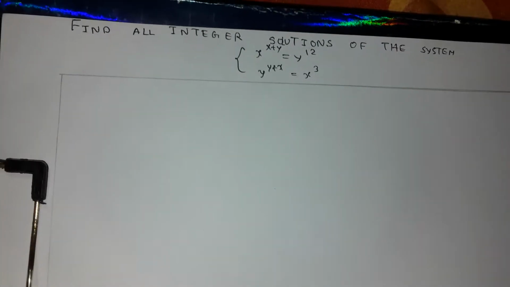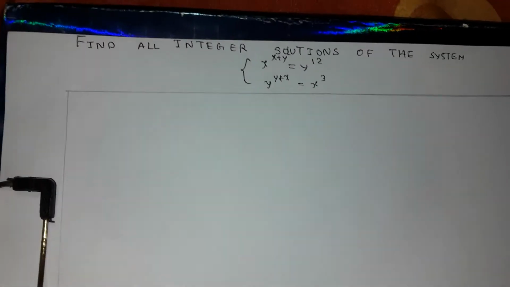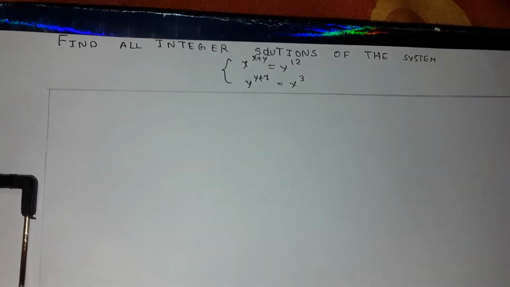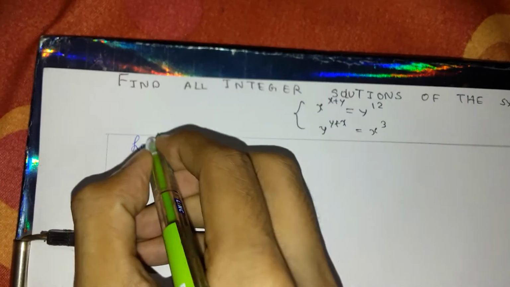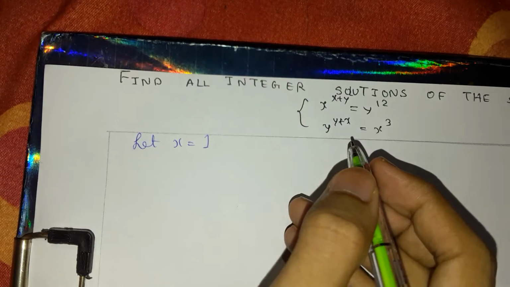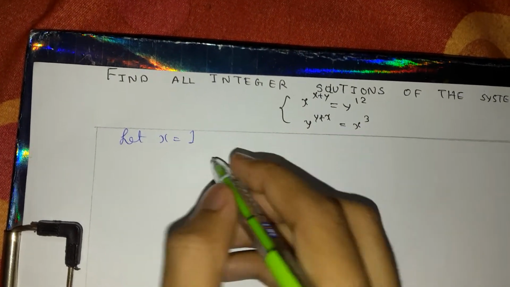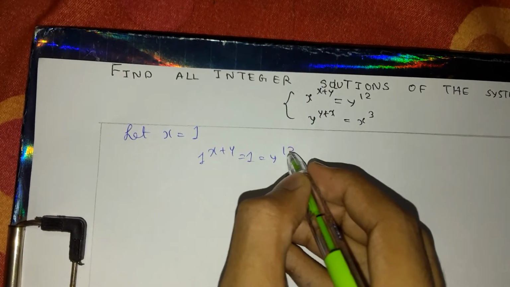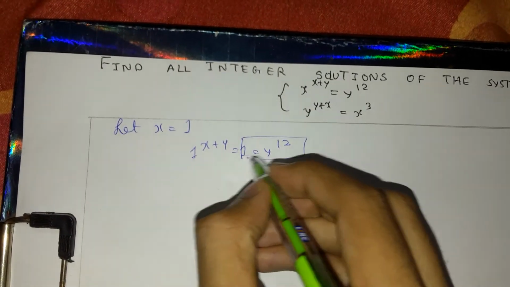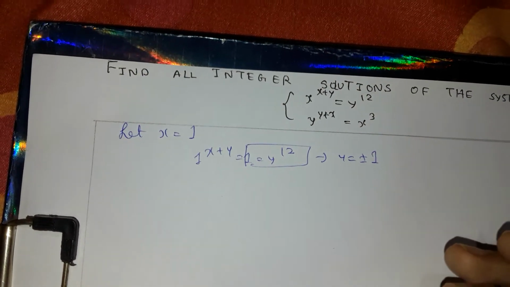So first of all, I was going through the sum, and I thought, what if I place x equals 1? Well, let x equal 1. This is trivial because you can just guess it and do it. So we get 1 to the power (x plus y), which is obviously 1, equals y to the power 12. So from here we get y equals plus or minus 1 as the integer solutions.